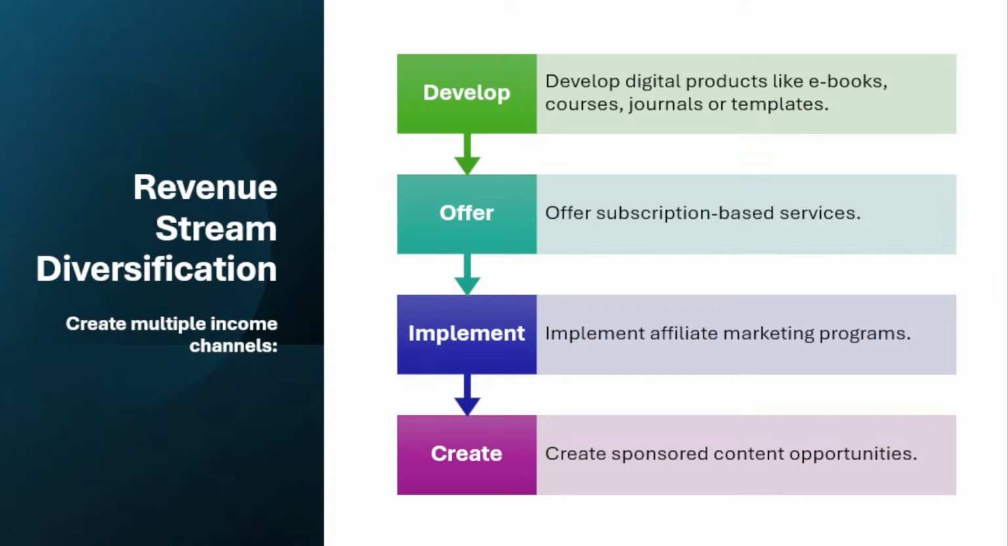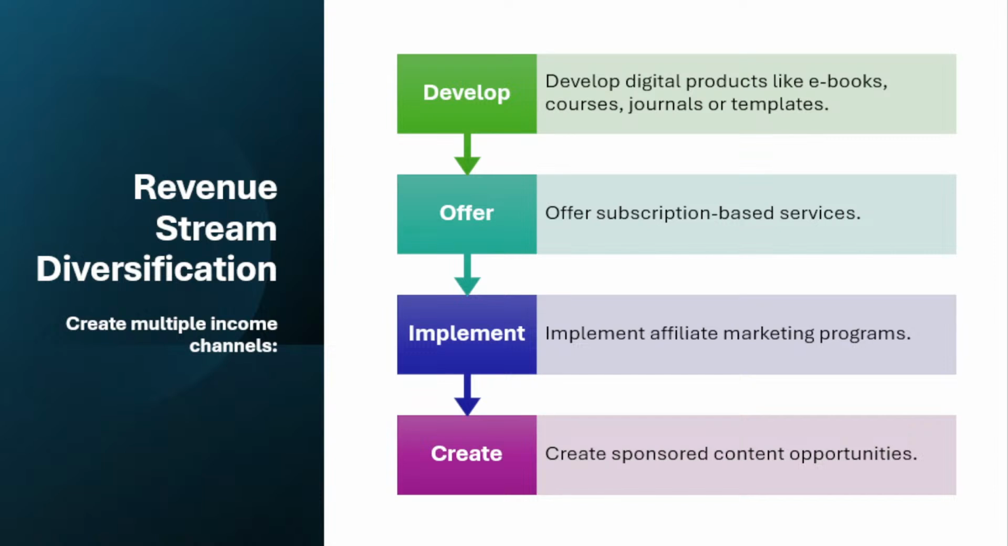The first step is to develop digital products like ebooks, courses, journals, or templates. Irrespective of the online business that you are doing, you can create digital products around it. Then once you create a digital product, also learn to offer subscription-based services, where people subscribe and pay you monthly. That payment model is more sustainable than just selling your digital product at once.